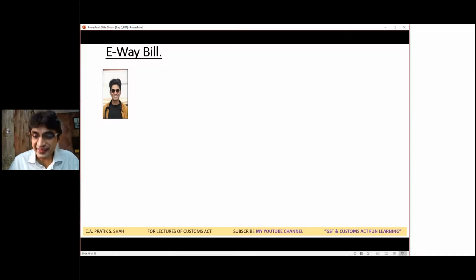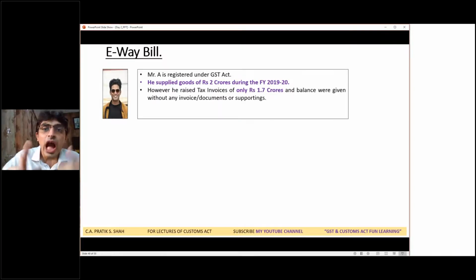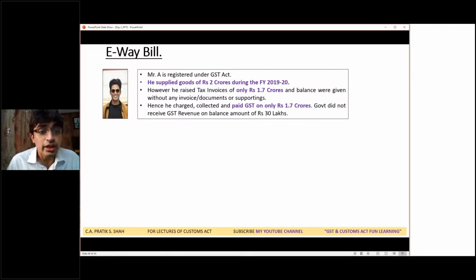Now what will happen in this case? Mr. A is registered under GST. He supplied goods of 2 crores during 19-20. However, he raised tax invoices of only 1.7 crore. The balance was given without invoice, without any document or supporting. Hence, he charged, collected, and paid GST only on 1.7 crore. How much has he moved? 2 crores. How much has he sold? 2 crore. But he prepared invoices of only 1.7 crore. So government did not receive GST on 30 lakh.